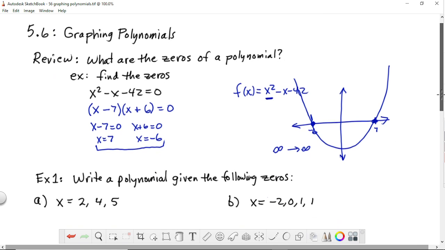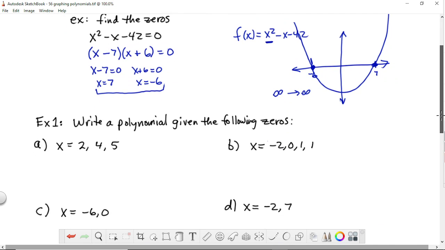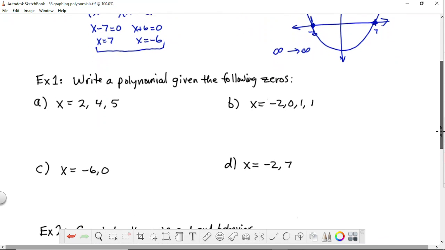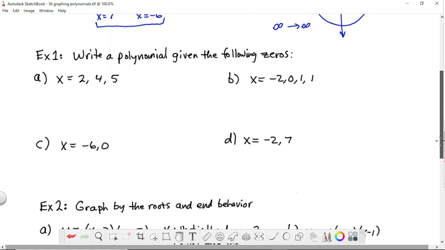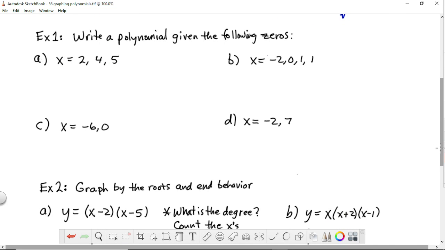So let's look at this idea of zeros some more and write a polynomial given the following zeros. So this is kind of backwards, right? But we want to make sure we understand this idea. So let's write a polynomial that has these values as zeros. That is, the polynomial equals 0 when x is 2, 4, and 5.